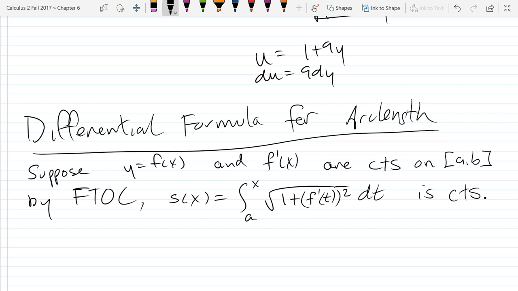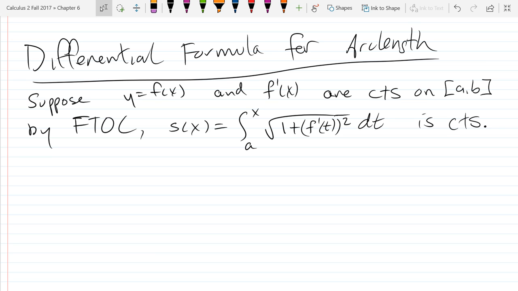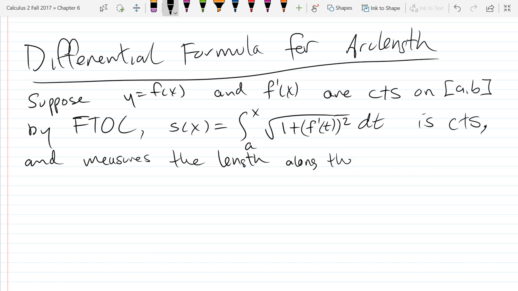Now, this is a part of the fundamental theorem we never really used, but it basically says the integral of a continuous function is continuous. That's what we're using here. It is continuous and differentiable. And it measures the length along the curve from one point to another.